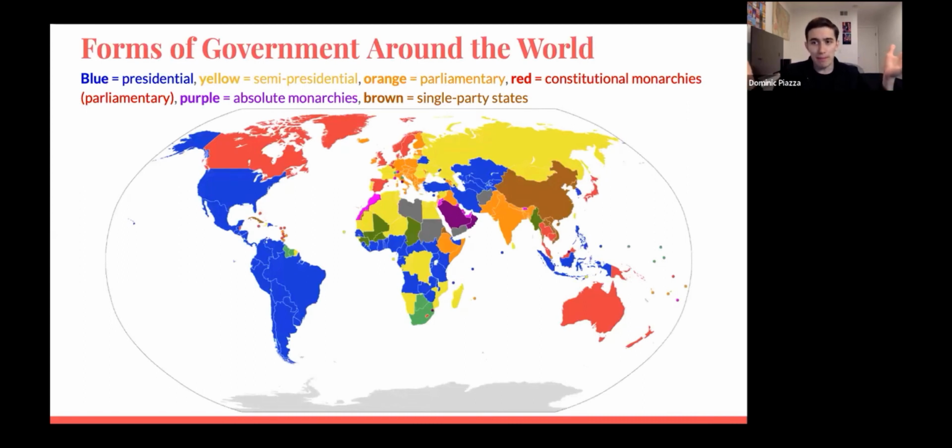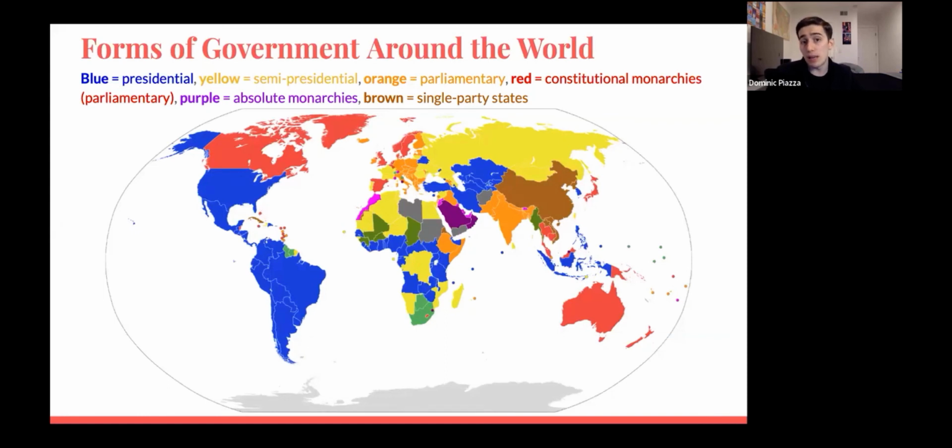And this is my favorite map. Here you get to see the forms of government around the world. Now, for our purposes, blue, as you can see, are presidential democracies. Again, this doesn't tell you about the quality of the democracy. It just tells you about the form of government that they use. And then for our purposes, orange and red are essentially the same. The only distinction is that red are constitutional monarchies, but again, they're parliamentary democracies. The British parliament and the Indian parliament function in very similar ways. And India is not a constitutional monarchy. Of course, that can change from case to case, but for the most part, these constitutional monarchies are just as good as any other parliamentary republic.